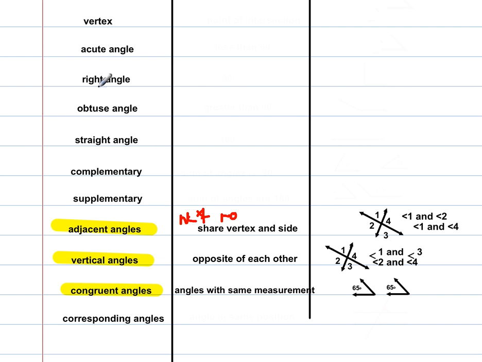Just like with perpendicular and parallel, there's a shortcut way to write congruent. And it looks like this. It's an equal sign with a little squiggle on top. So we can put that little symbol next to vertical because vertical angles are always congruent. They're the same.